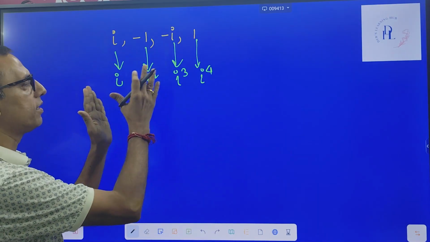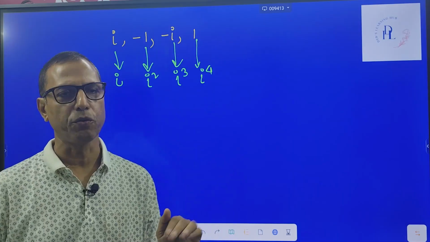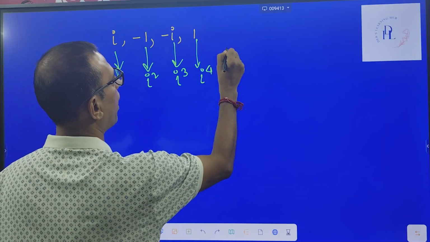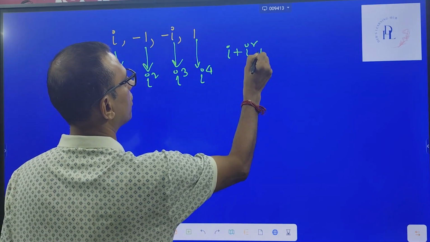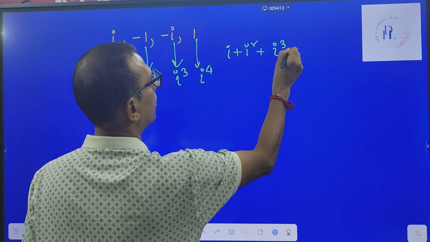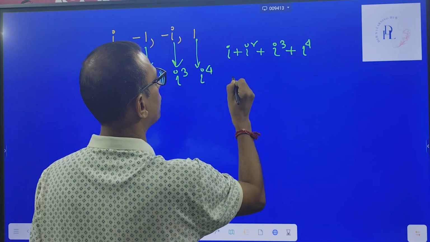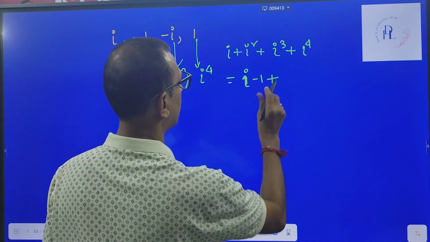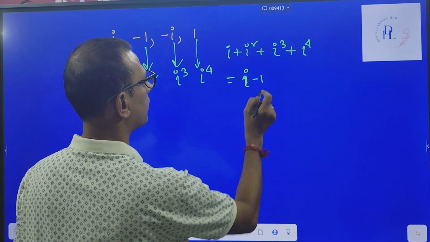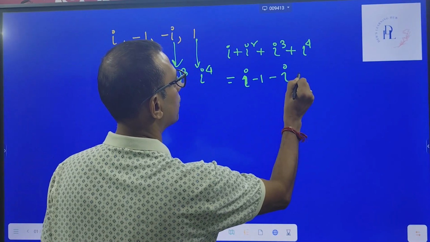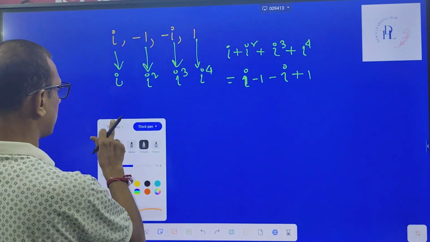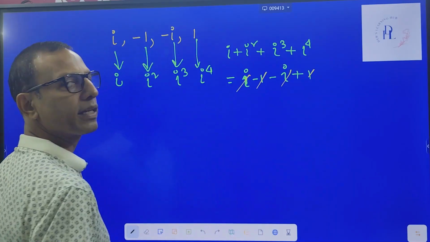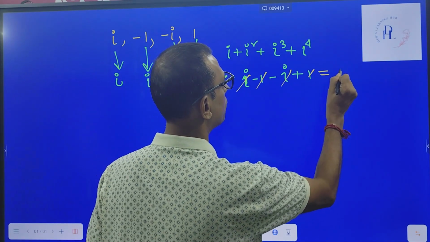Any 4 consecutive powers of i, if you add them, the addition result will be 0. So now if we add i plus i square, or iota square, plus i cube plus i to the power 4, that equals i minus 1, i cube equals minus i, then plus 1. So all these are getting cancelled. Plus i, minus 1, plus 1. All are cancelled. That means the value is 0.